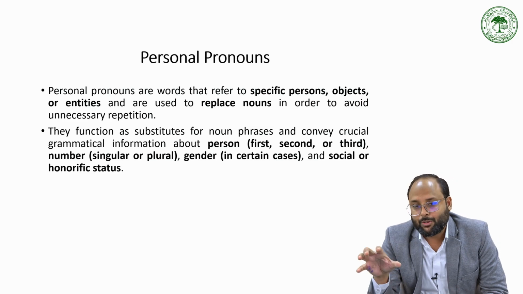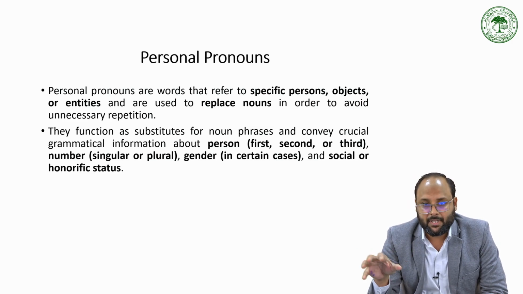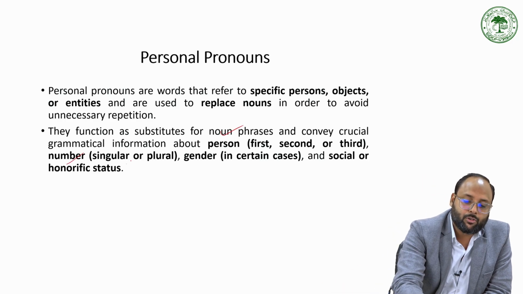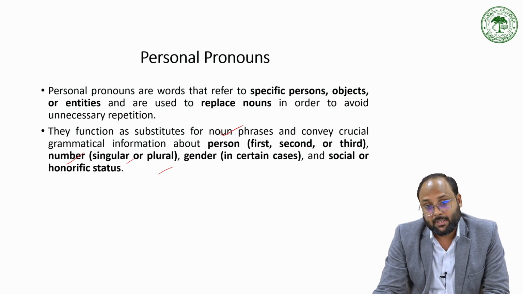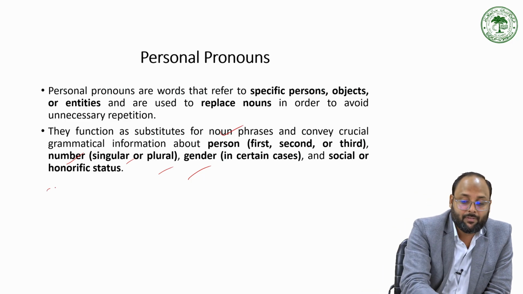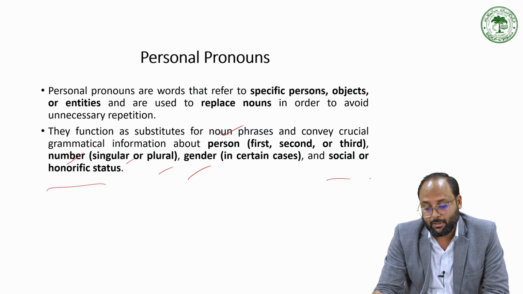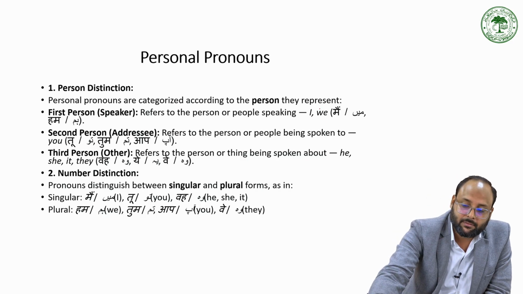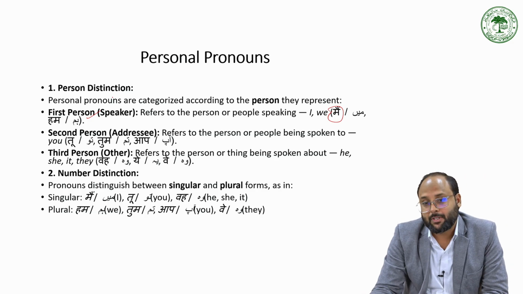According to the person, first person, second person, third person, we have different types of personal pronouns. According to the number, singular and plural, it has some changes. According to the gender, it also changes. And it also changes for honorific and social status. In the first person we have मैं and hum. First person singular is मैं and first person plural is hum. It refers to the person who is speaking.